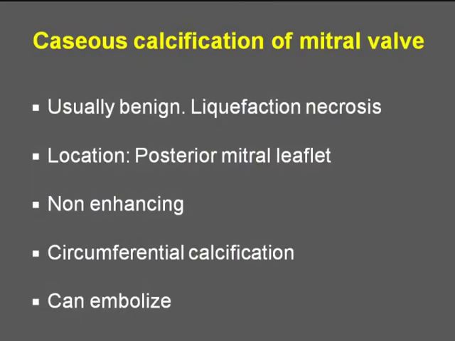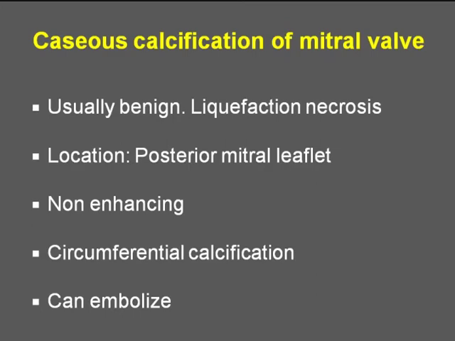Now remember, this is a very, very typical appearance of caseous calcification of the mitral valve. It's a very important condition because it's benign, and we as imagers, cardiac CT or MRI, can actually offer the diagnosis, which can be misconstrued as a tumor on echocardiography. The location is very characteristic. It most commonly affects or is related to the posterior mitral leaflet. The imaging appearance is very characteristic. It's a non-enhancing core with often circumferential calcification.